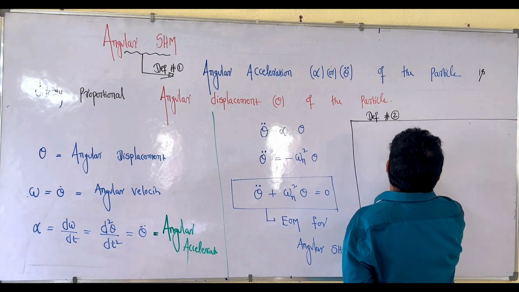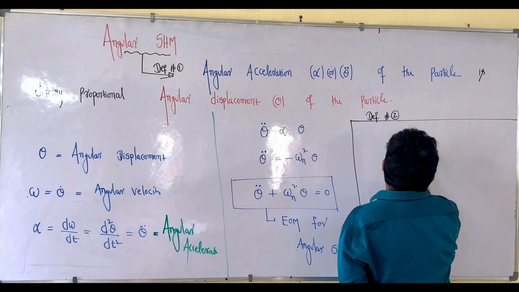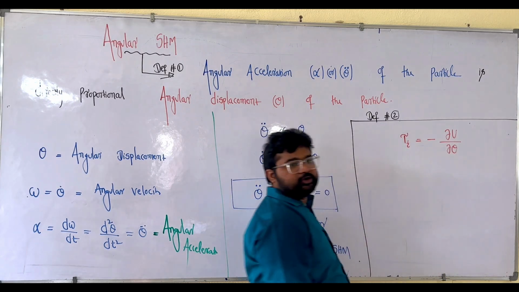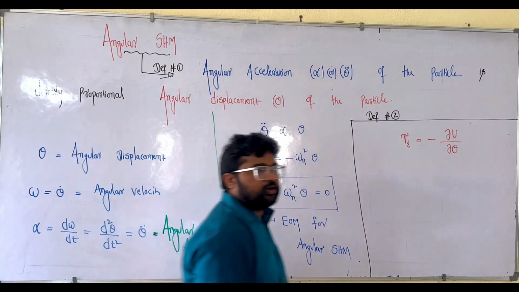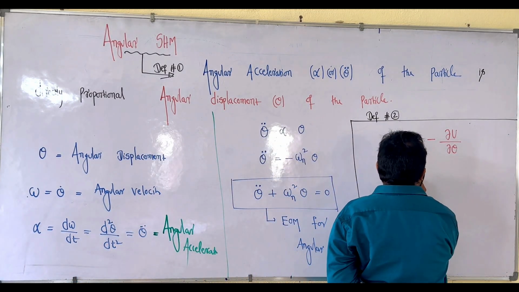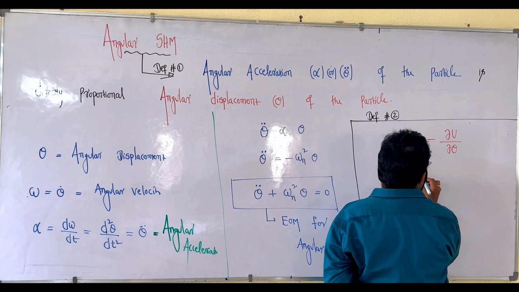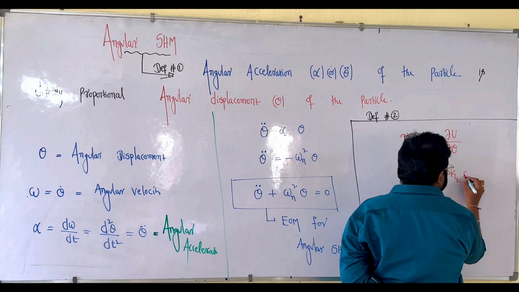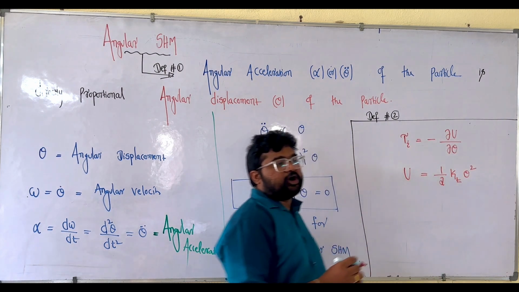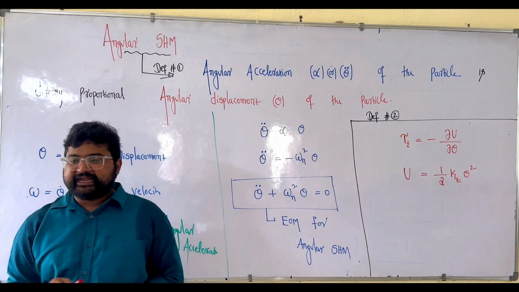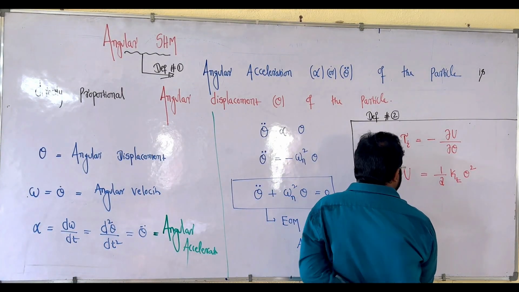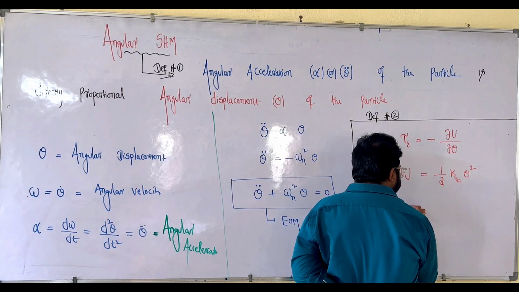Inertia torque is equivalent to minus dou U by dou theta. U equals, what is this? The potential energy stored in the torsional spring, half K_T theta square. K_T is the torsional stiffness. Clear? So now tell me, inertia torque equals I alpha.